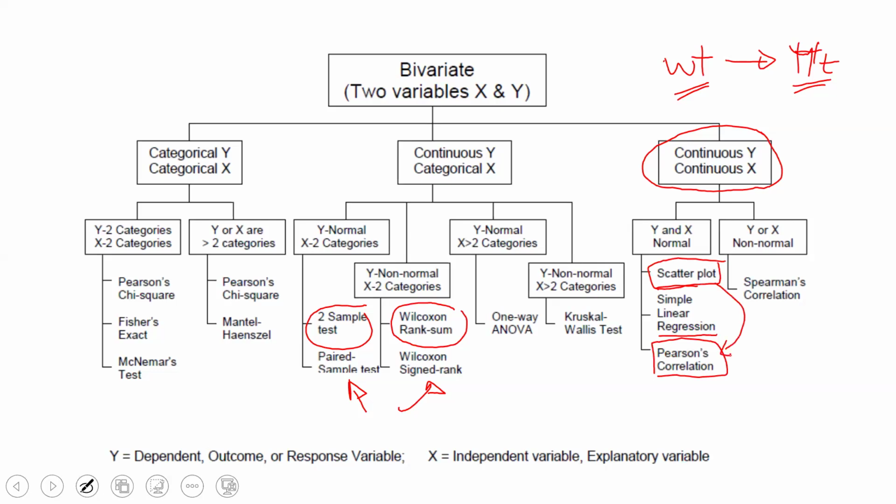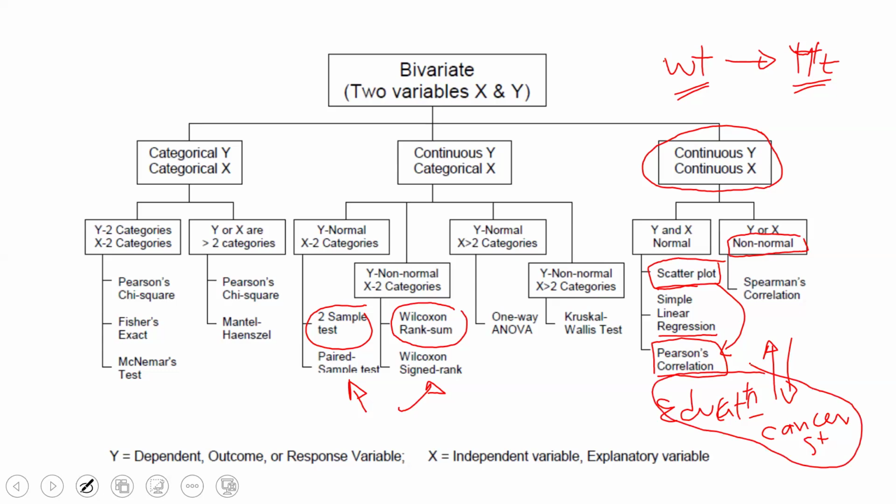But let's assume that both of them are non-normal. That is, both X and Y are not normal. For example, maybe I'm looking at educational level. Remember, educational level is ordinal because it's going up or down. I'm looking at educational level and maybe cancer stage. Cancer stage, you have stage 1 to stage 4. It's also ordinal. This kind of question, actually, I cannot use this because this is going to be categorical.